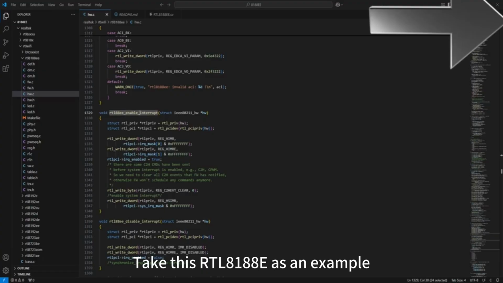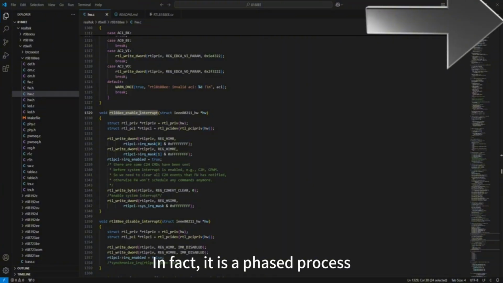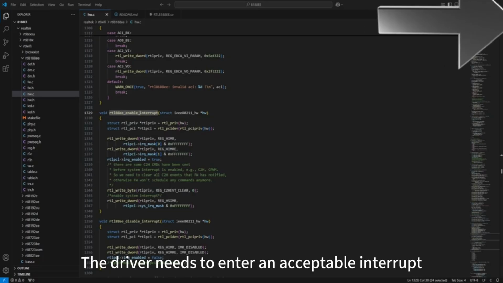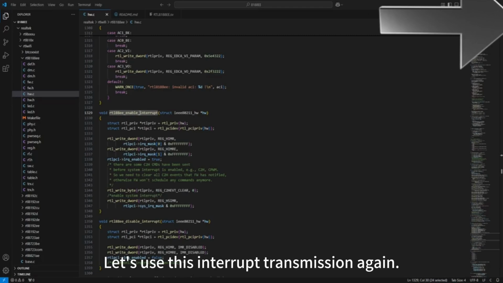Take this RTL8188EE as an example. What about interruptions? One of it sends. In fact, it is a phased process. First of all, the driver needs to enter an acceptable interrupt and enter such a state of IFR technology. And then, let's use this interrupt transmission again.